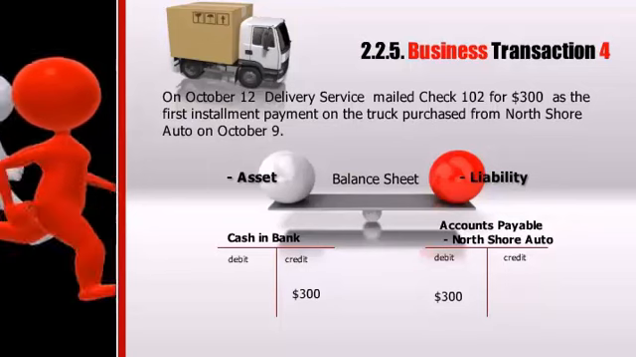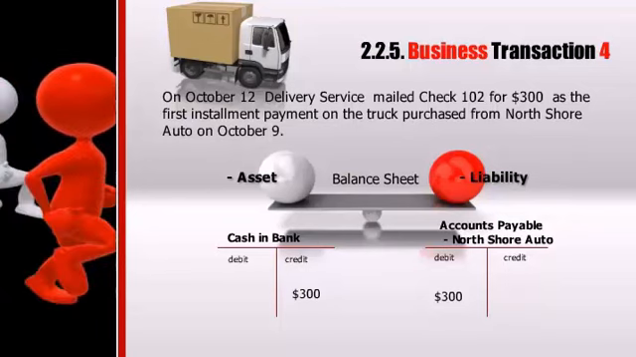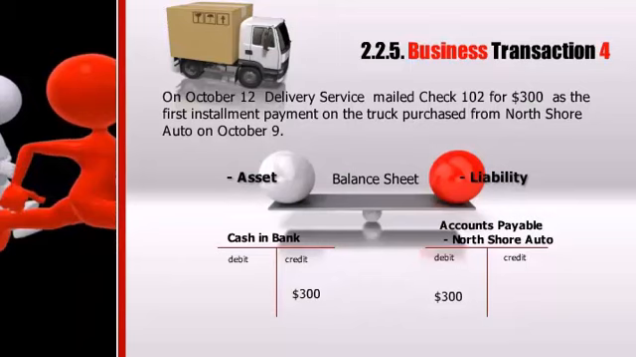Business Transaction 4. Delivery Service mailed a check for $300 as the first installment payment on the truck purchased from North Shore Auto. The accounts Accounts Payable North Shore Auto and Cash in Bank are affected. Accounts Payable North Shore Auto is a liability account. Cash in Bank is an asset account. Accounts Payable North Shore Auto is decreased by $300. Cash in Bank is decreased by $300. Decreases in liability accounts are recorded as debits. Debit Accounts Payable North Shore Auto for $300. Decreases in asset accounts are recorded as credits. Credit Cash in Bank for $300.